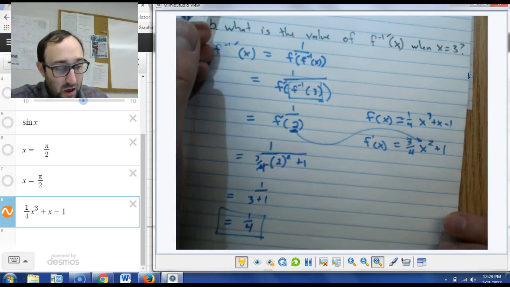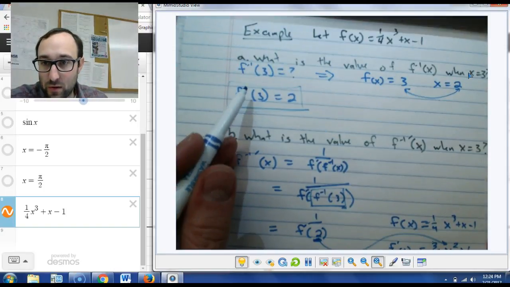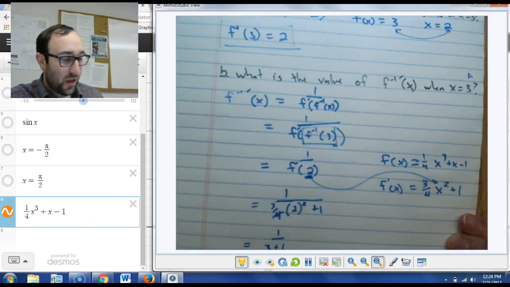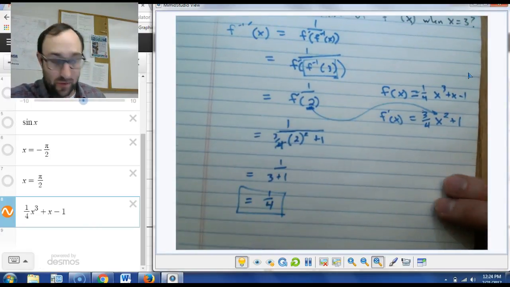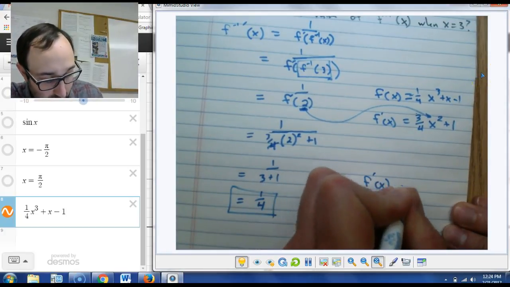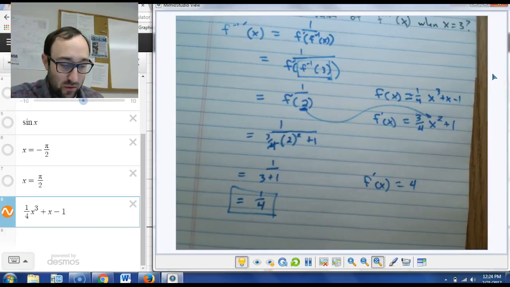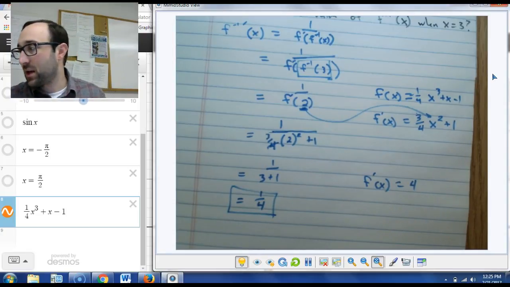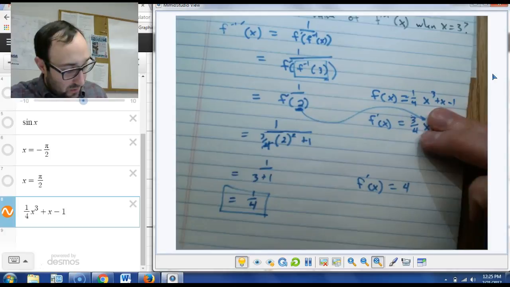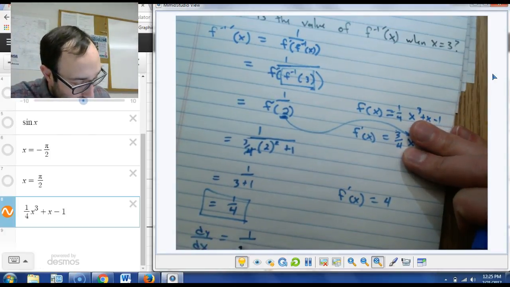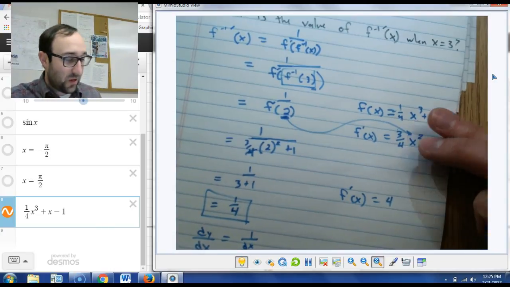So we can say that f inverse prime of x at x equals 3 is going to be 1/4. Now what's really interesting about that is that f prime of x is going to equal 4. So really, it's kind of the same thing as being able to plug in some reciprocals. And we can actually say that dy over dx equals 1 over dx over dy. So we can kind of use some of that.